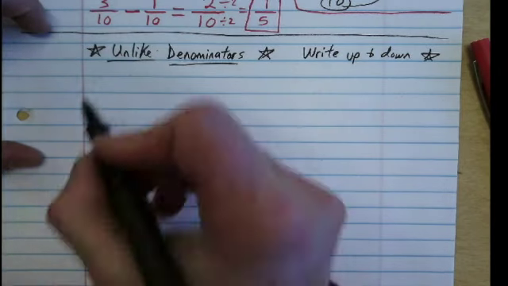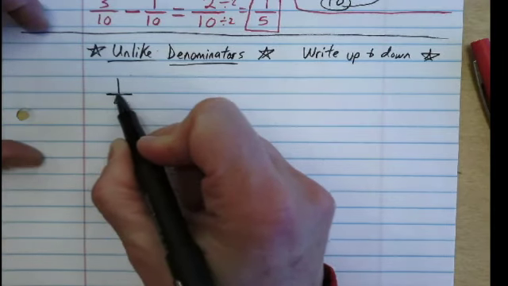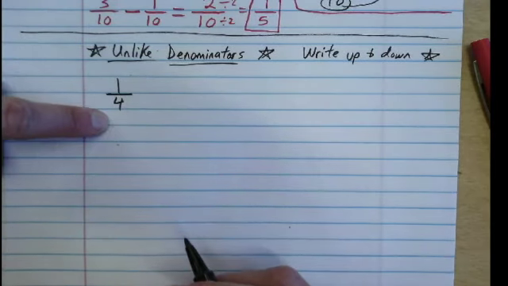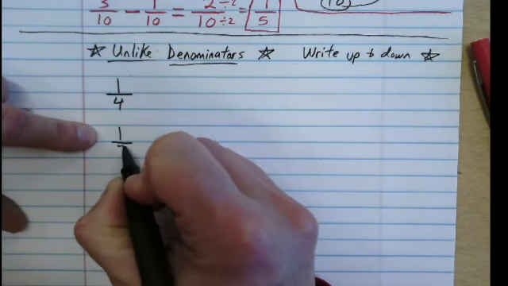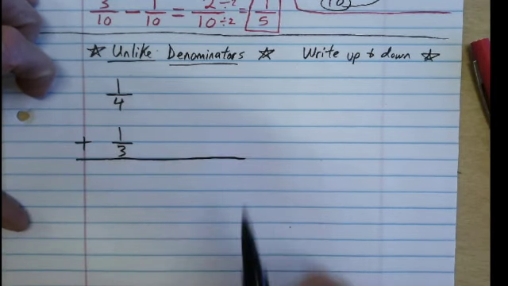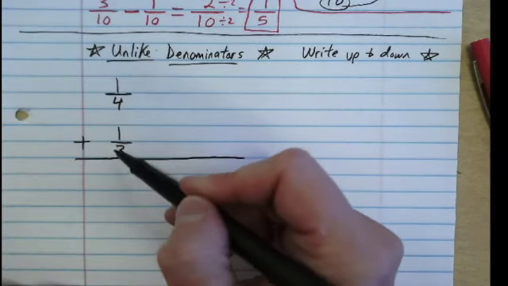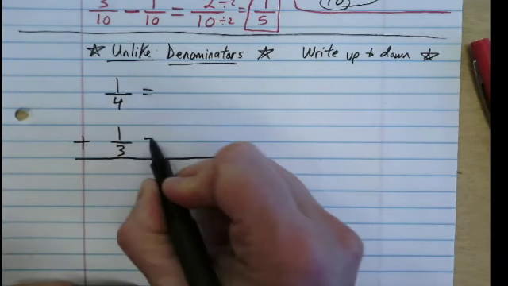The first example is 1/4. Notice I'm writing in the spaces, tracing the blue line. 1/4. I'm going to skip a line in between that and come down, plus 1/3. And I'm going to put the plus sign out here, and I'm going to trace this blue line. So 1/4 and 1/3, the denominators are not the same. So we need to make these have the same denominator.